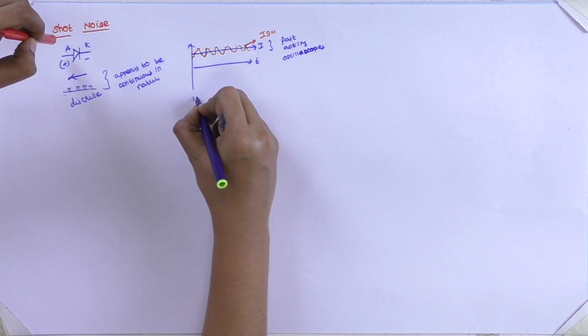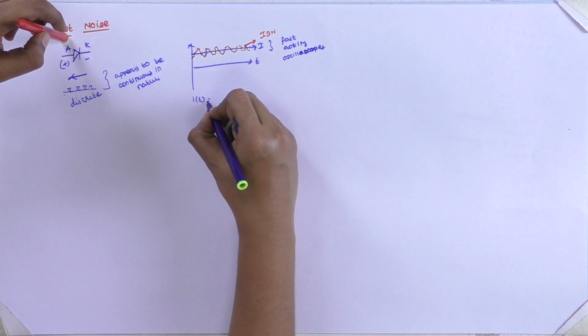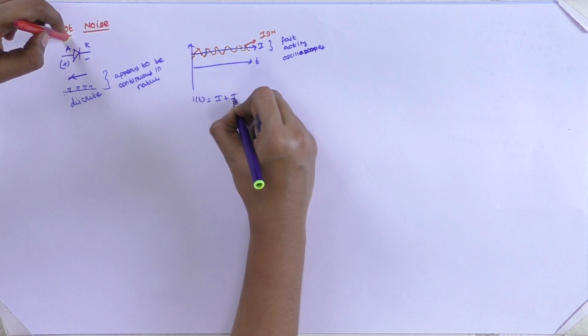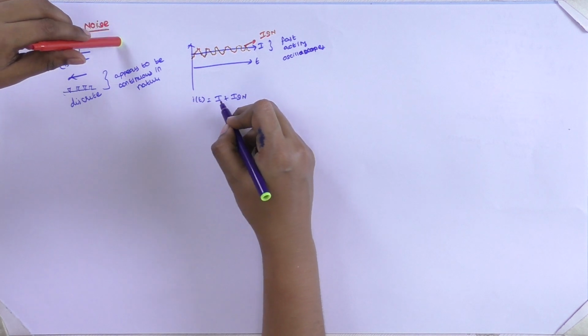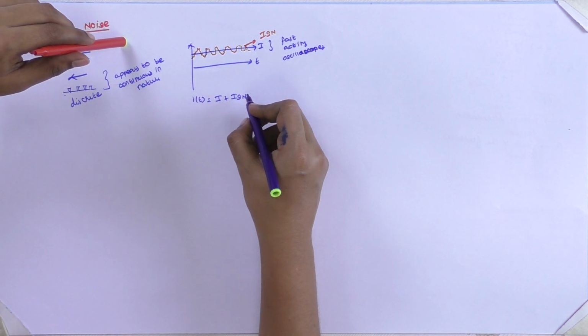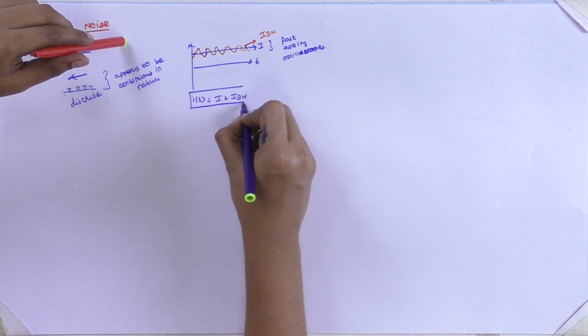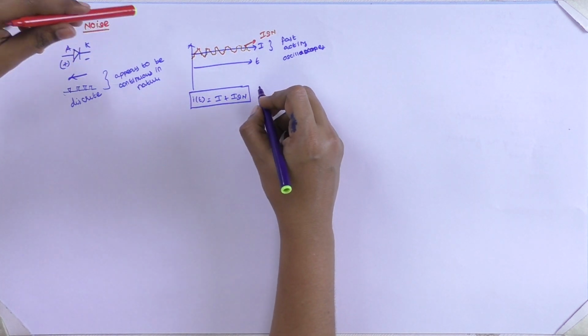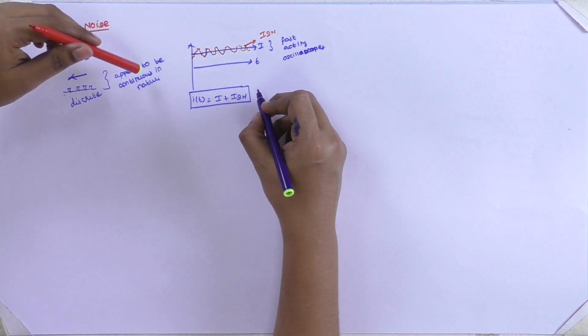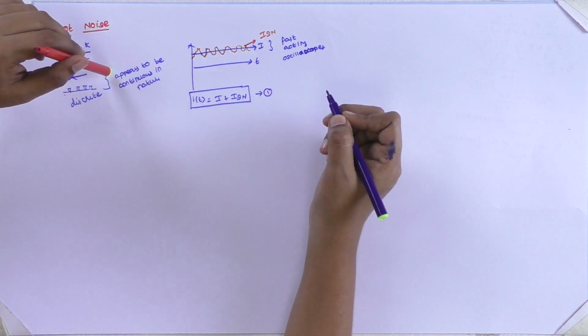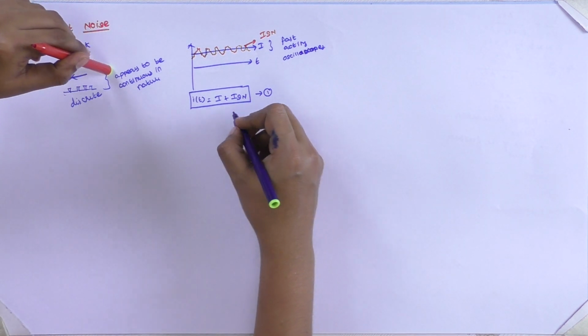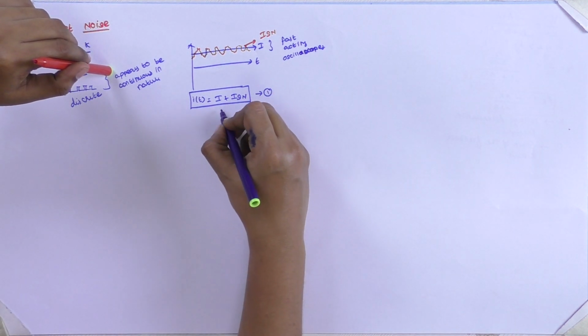What is the current equation? I of t is equal to I plus I_SN. Therefore, both the mean value as well as the shot noise current contribute to the total current in the vacuum tubes or solid state devices. So, we take this as equation number 1. This I is referred to as the mean value.